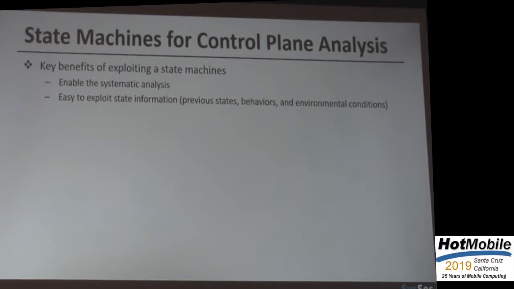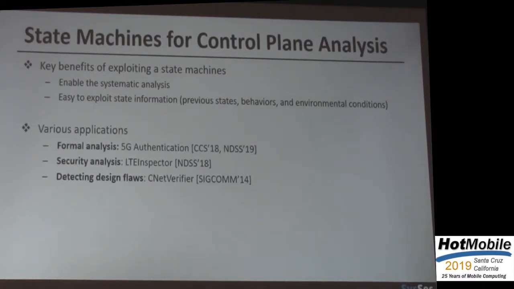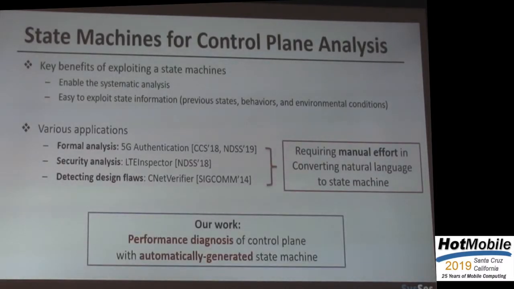Recently, though, researchers have exploited the state machine for analyzing the control plane. The state machine enables systematic analysis with the help of model checking tools such as SPIN, and moreover, its representation makes it easy to exploit state information in the analysis. Therefore, it is employed in various applications such as formal analysis, finding security holes, and detecting design flaws in the standard. In this work, as an application of the state machine, we focus on the performance diagnosis of the control plane. And especially, unlike previous work, we also want to construct the state machine automatically.